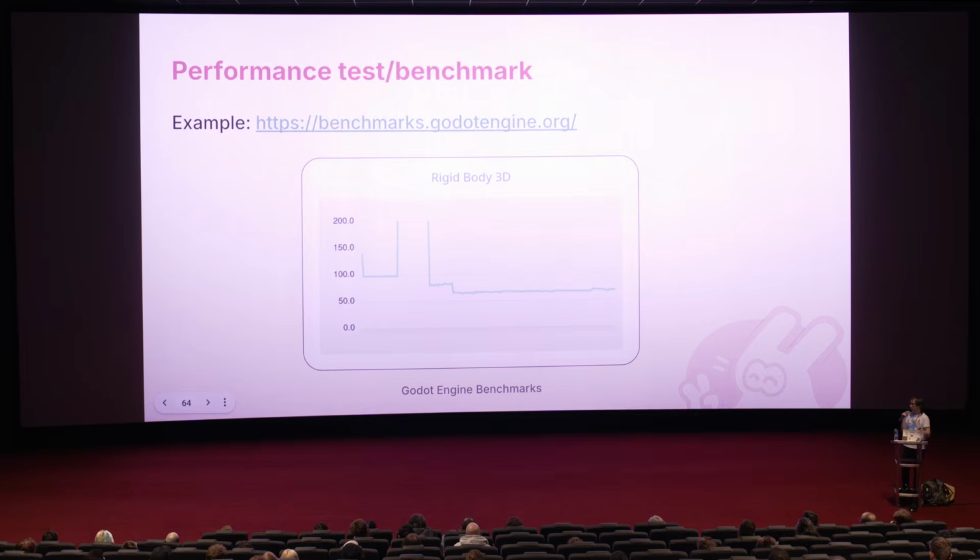Godot has its own benchmark, and you can check it in the URL. What we would expect is a line like the right side of the graph, something that doesn't move very much. But you can see on the left side that there was a huge spike for creating rigid bodies. This is not telling you why the rigid bodies are broken, but it's telling you that something's happening, so you need to check it.